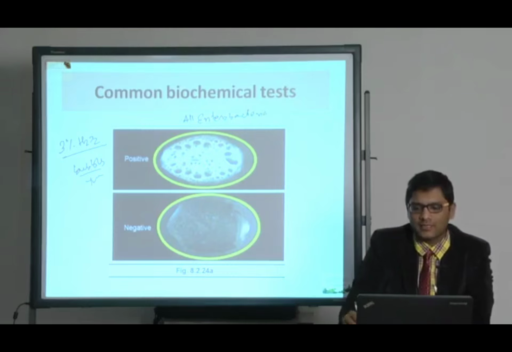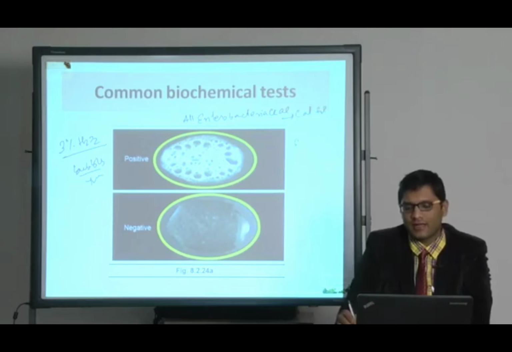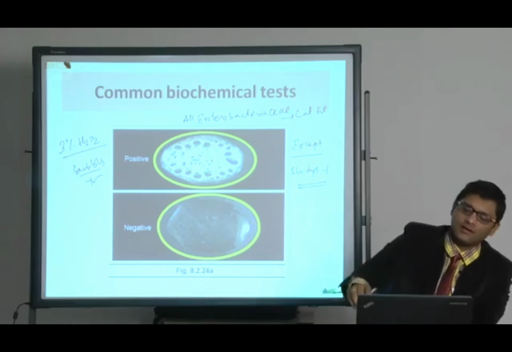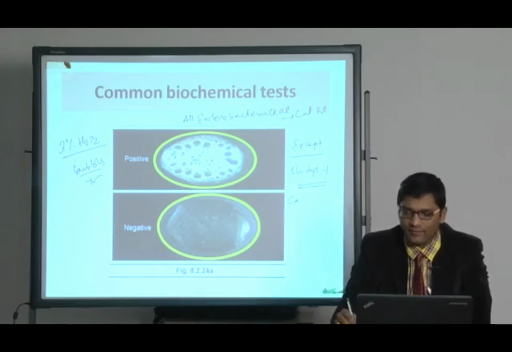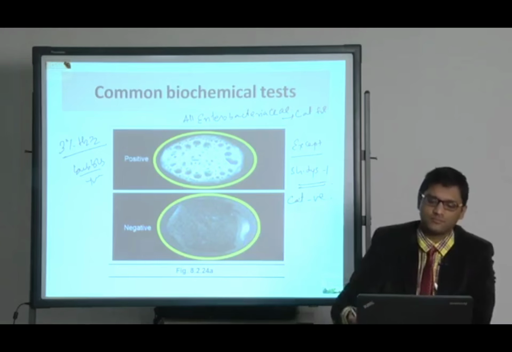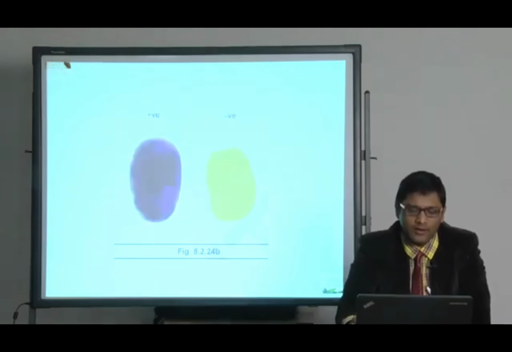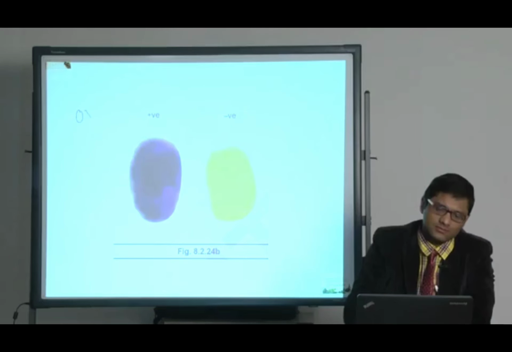All Enterobacteriaceae are catalase positive. Can you tell any exception? Shigella dysenteriae type 1, which is catalase negative. Oxidase: if the test is oxidase positive, then the filter paper turns blue.